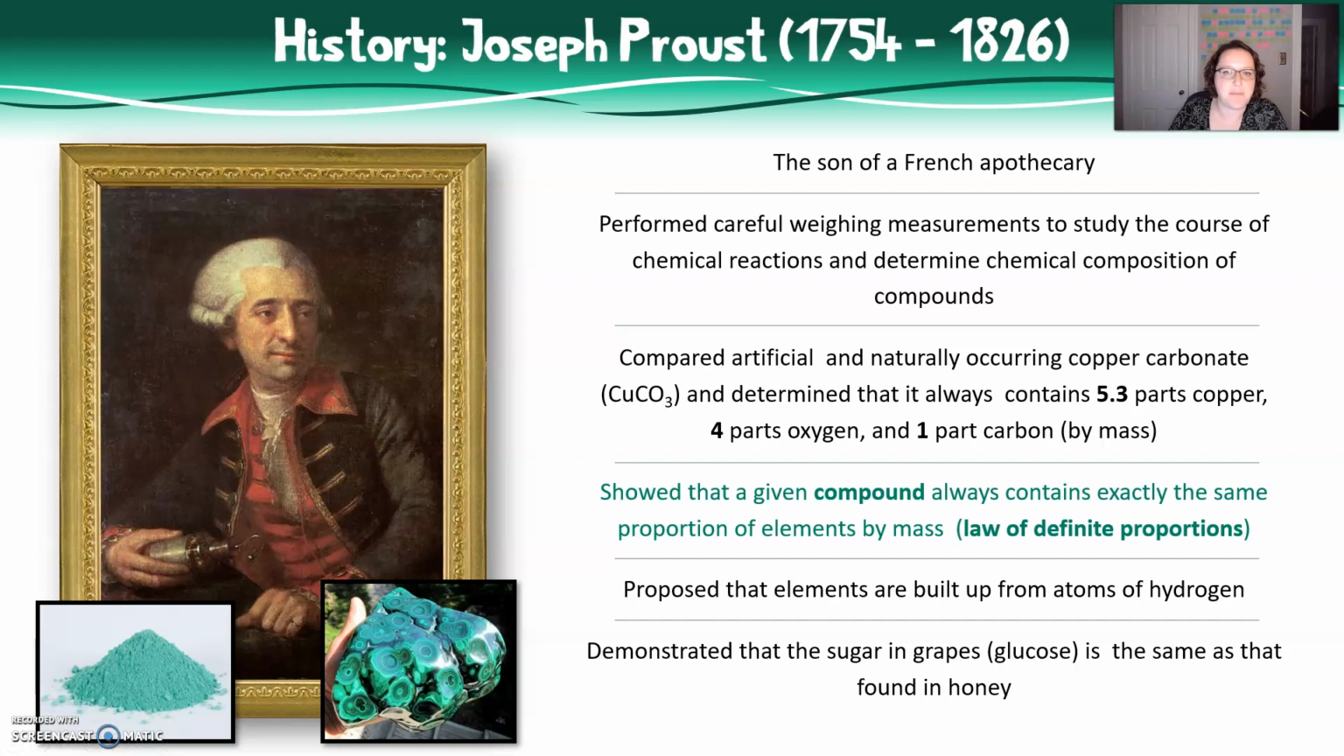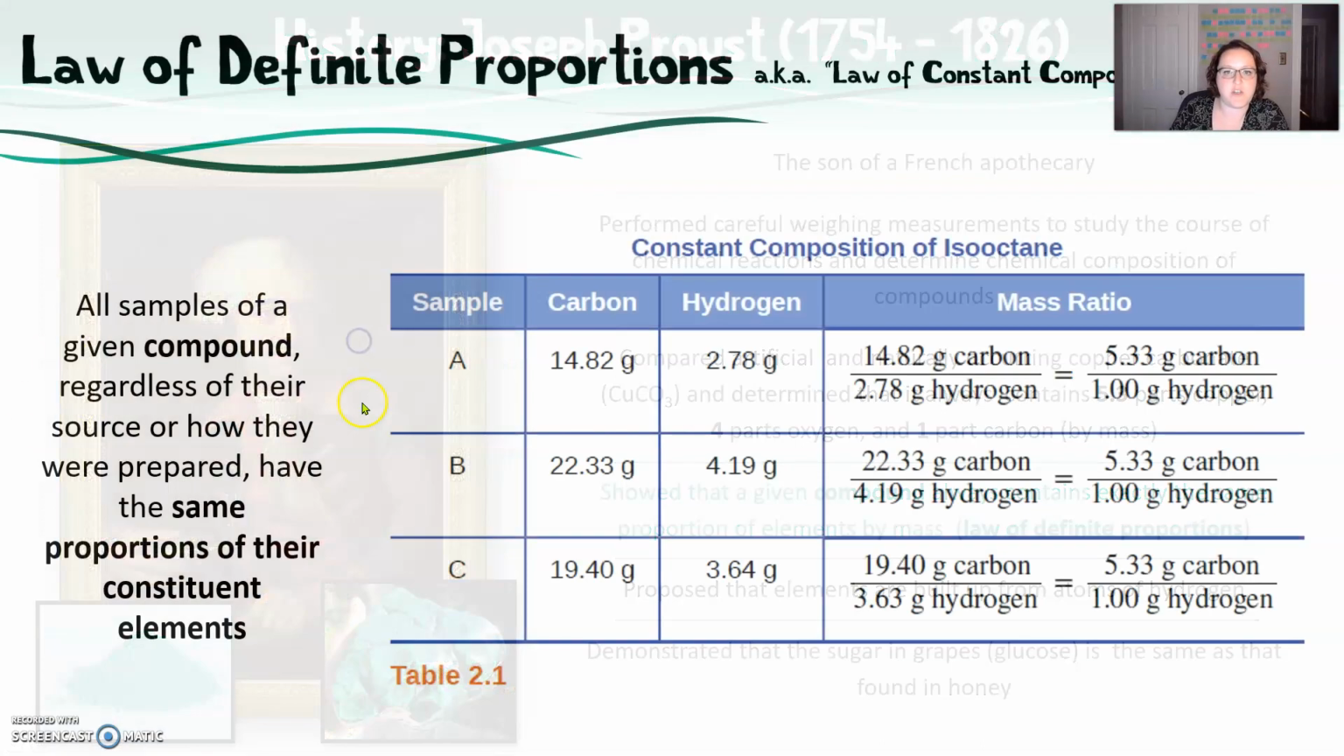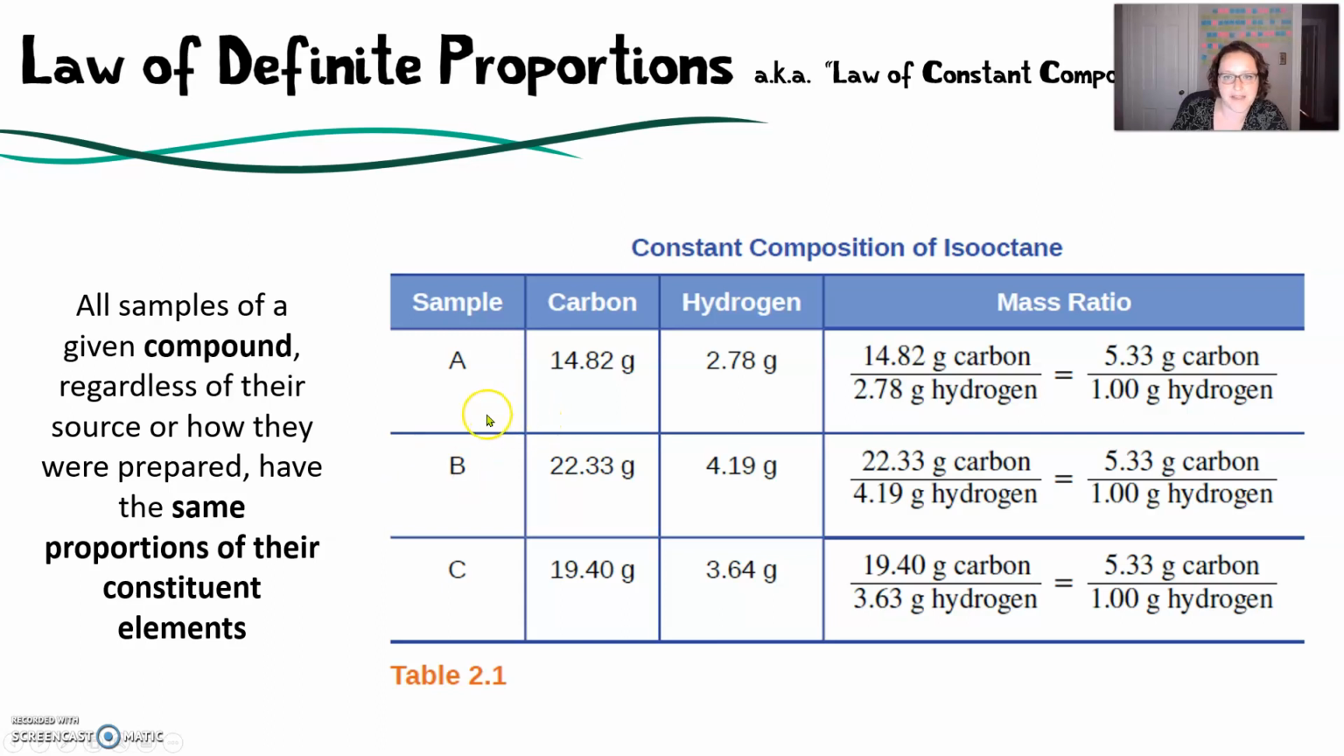In the following samples of isooctane, which each have a different total mass, we see that the ratio of the mass of carbon to the mass of hydrogen always comes out to 5.33 grams of carbon for every 1 gram of hydrogen. This shows that the composition of a compound is an intensive property. It does not depend on the amount of the compound that is present, but rather is a constant ratio no matter how much of the compound you have.